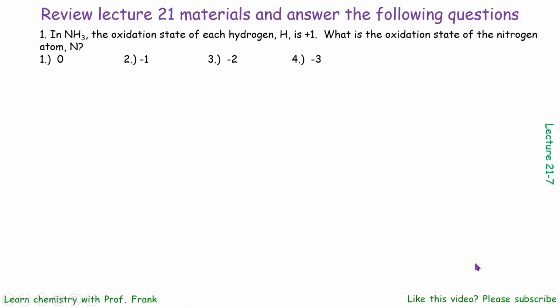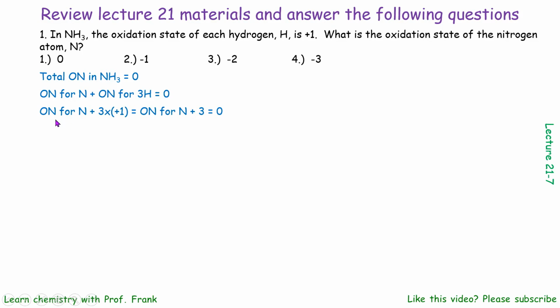Here is end of lecture 21, question number 1. In ammonia, the oxidation state of each hydrogen is +1. What is the oxidation state of the nitrogen atom? Okay, the total oxidation number in ammonia should be 0. Another way to express that is the oxidation number for nitrogen plus the oxidation number for 3 hydrogen. That should equal 0.